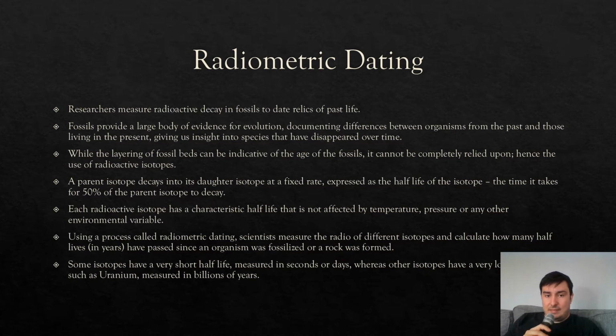A parent isotope decays into a daughter isotope at a fixed rate, expressed as the half-life of the isotope, the time it takes for 50% of the parent isotope to decay. Each radioactive isotope has a characteristic half-life that is not affected by temperature, pressure, or any other environmental variable. Using a process called radiometric dating, scientists measure the ratio of different isotopes and calculate how many half-lives in years have passed since an organism was fossilized or a rock was formed.